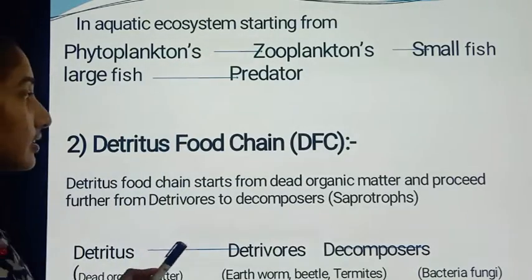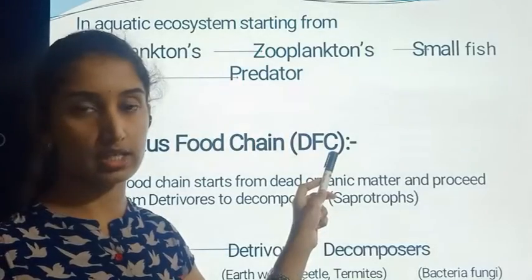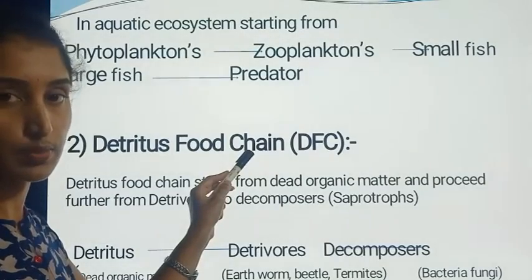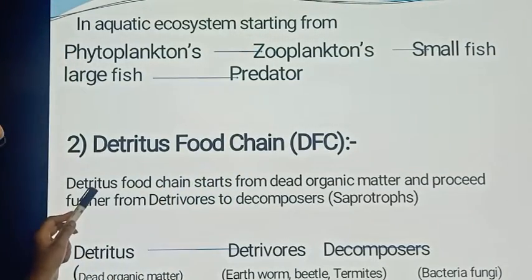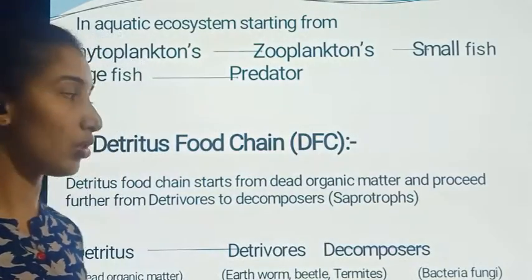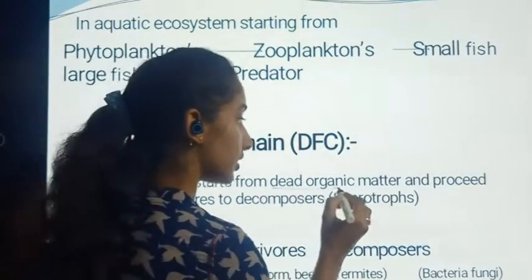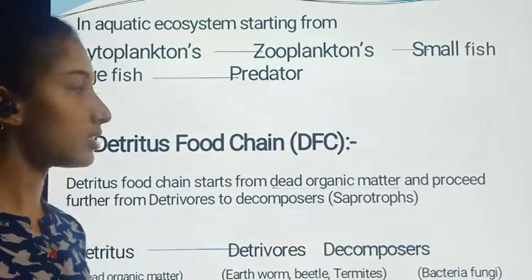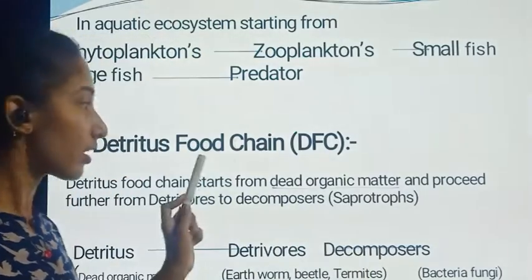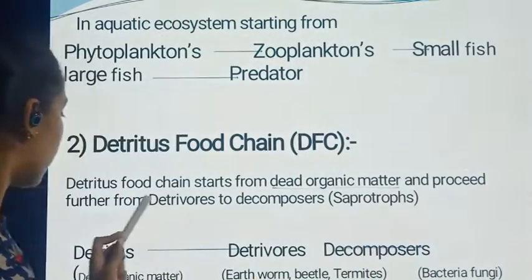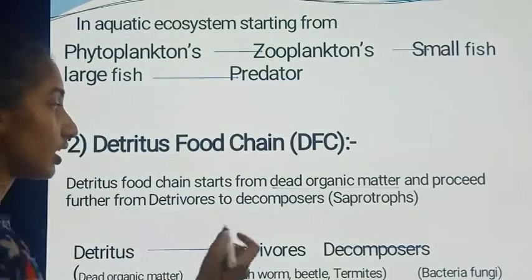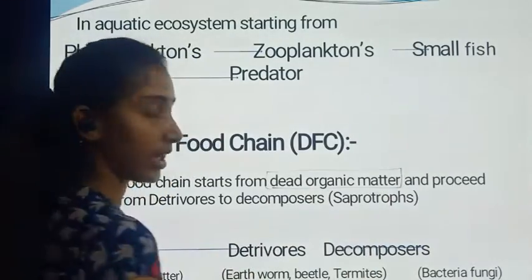The second type of food chain is the detritus food chain. What is the detritus food chain? The detritus food chain starts from dead organic matter. This is the most important word required in the detritus food chain: dead organic matter. This then proceeds further from detrivores to decomposers. The word we require is dead organic matter.